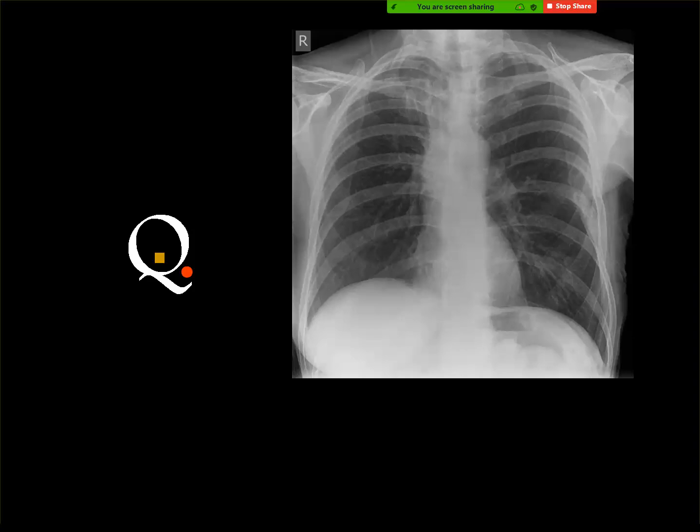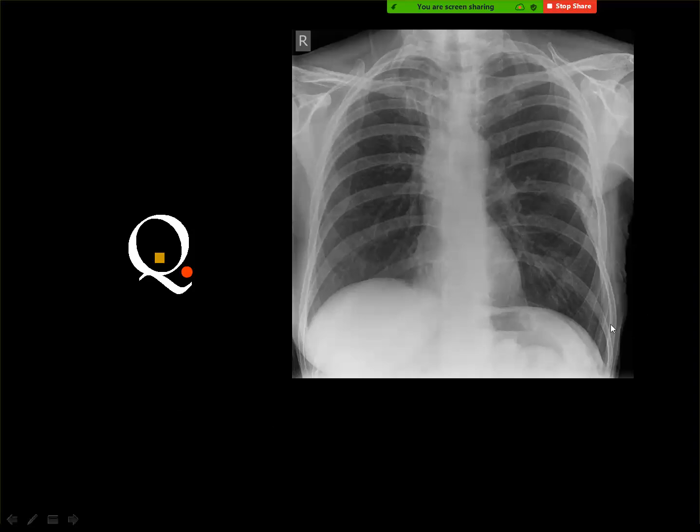Hemomediastinum. Normal. Right hilar shadow. Left costophrenic angle sulcus. No. Normal. I think there is some malposition. Normal. Yes. Look at the breast shadow.